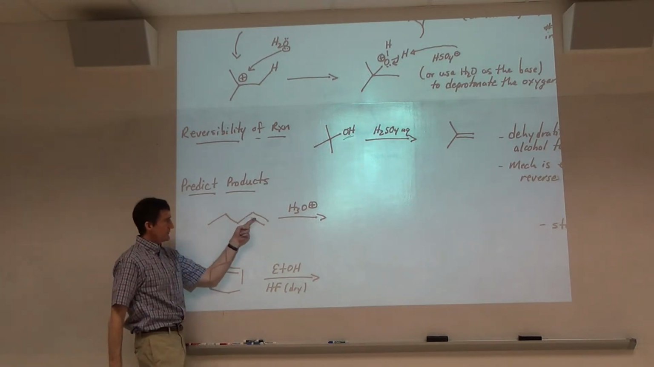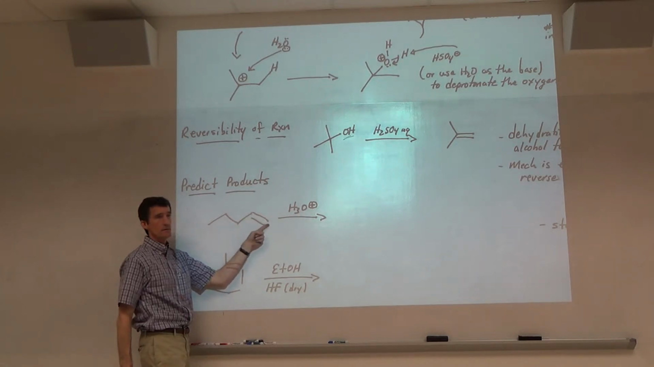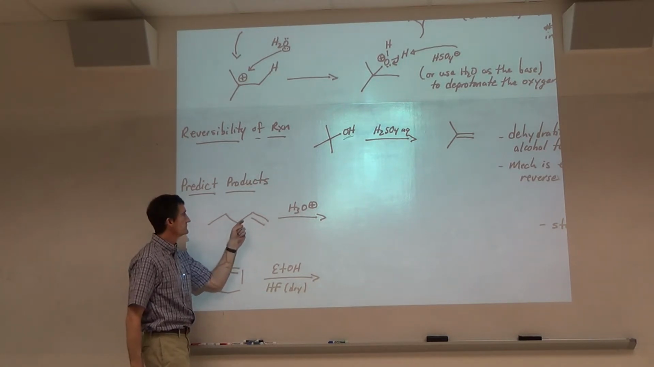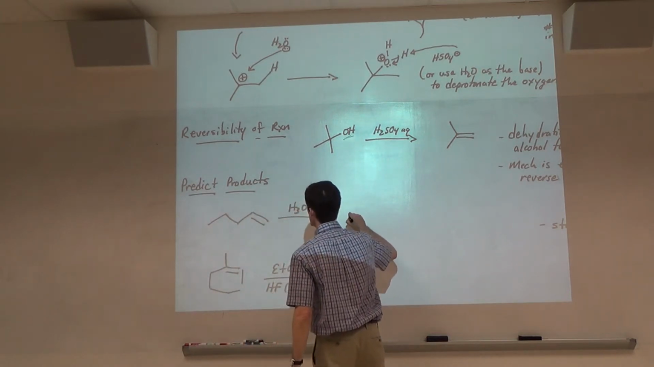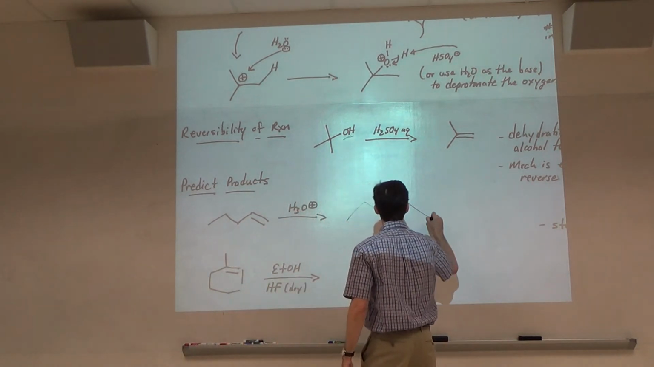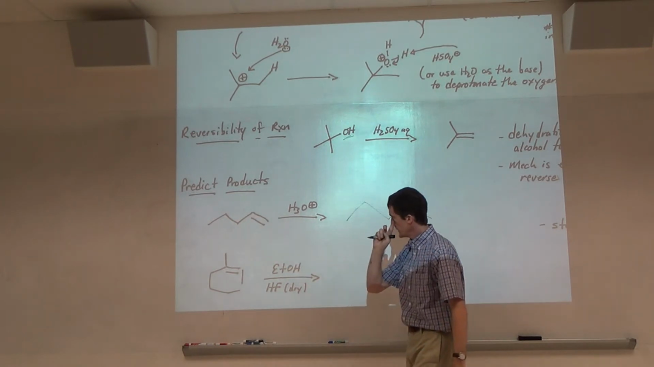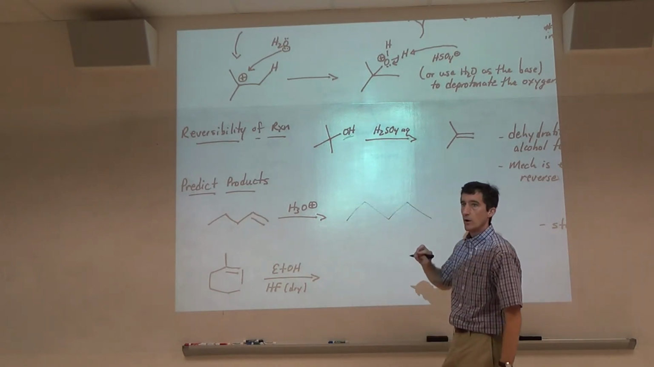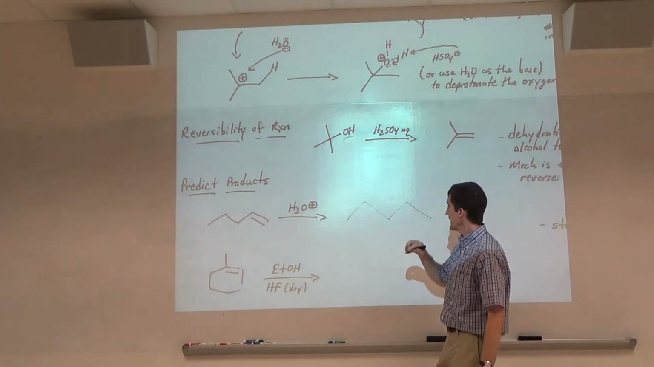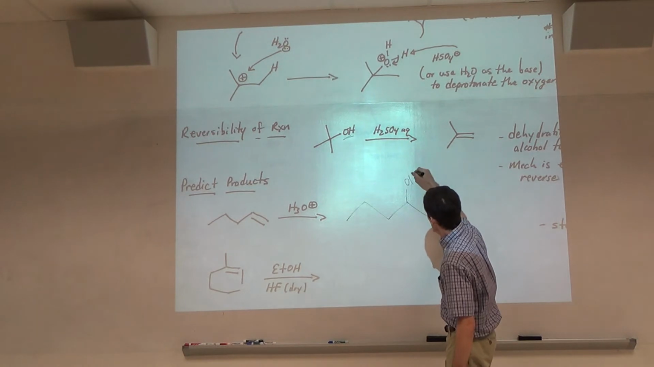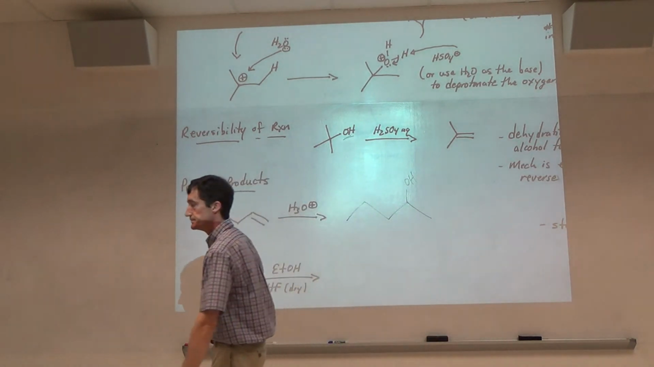We're going to make cation over left or right? Left or right? We're gonna make cation on left. What's gonna add to cation? H2O. Water, and then we're gonna lose an H and ultimately have this. Okay, make that right there.